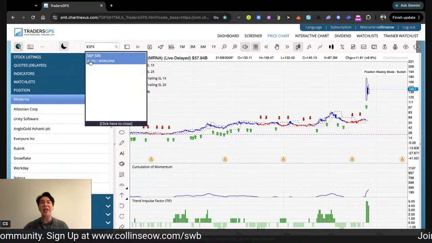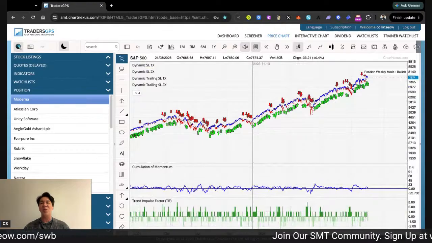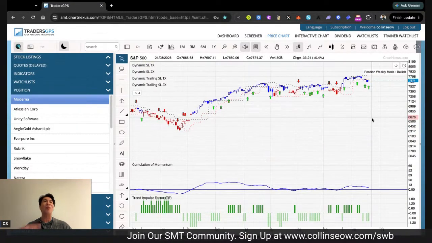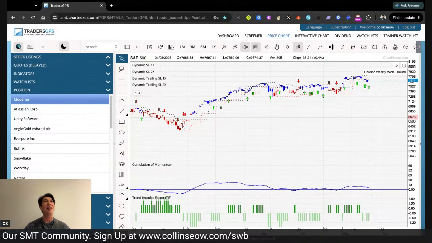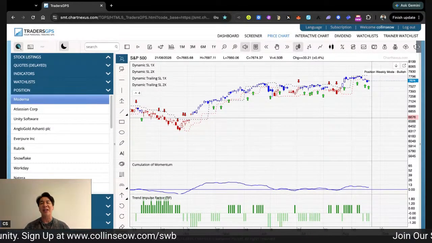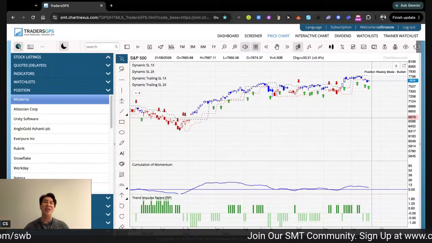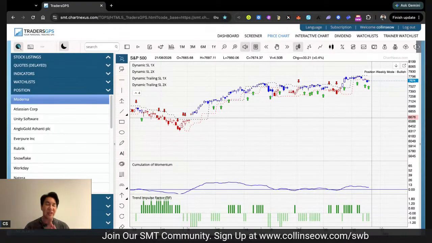Actually, the S&P 500 nowadays may not be so accurate. The reason is that the S&P 500 is dominated by very, very big cap stocks. Top tech stocks are all dominating the S&P 500 also, so that can be one of the challenges. But nevertheless, we can still take a look and see what's happening.